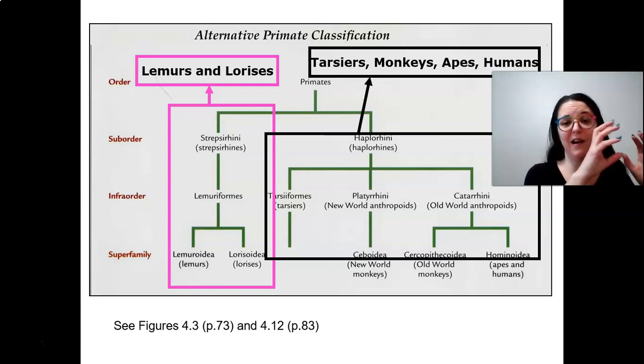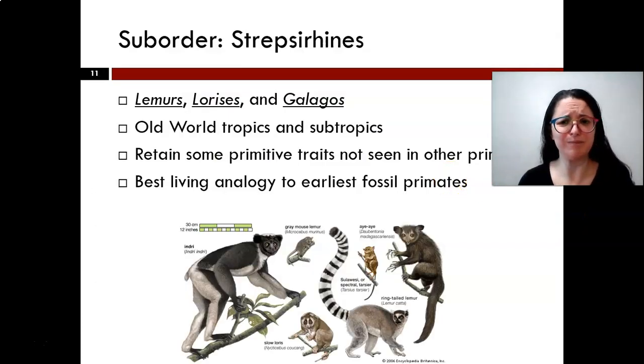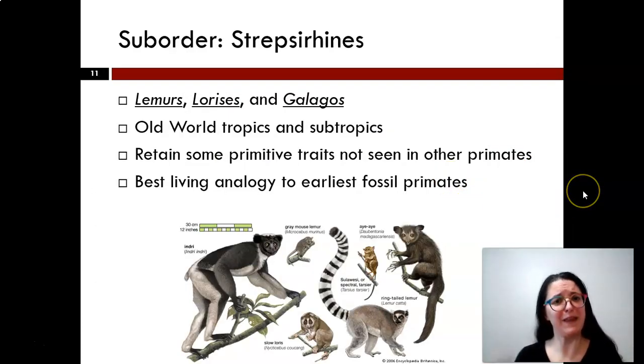And so what we're going to focus on is the key traits or distinctions that are used between the suborders, so between strepsirrhines and haplorhines. Then we're going to look at some of the variation between the various infraorders and superfamilies that exist. And then next week, we're going to look more specifically at the hominins, which is a group from the hominoids. So we're going to look specifically at humans and human evolution.